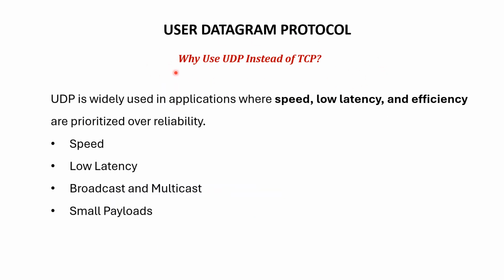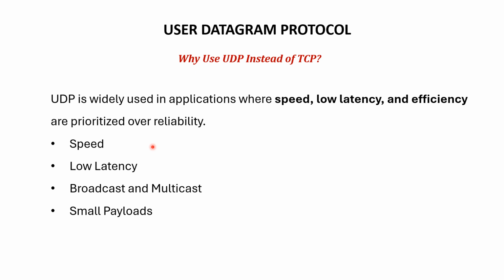Why use UDP instead of TCP? UDP is widely used in applications where speed, low latency, and efficiency are more important than reliability. Its simplicity makes it ideal for real-time data streaming, lightweight protocols, and network services that do not require the complexity of TCP. Speed: since UDP is connectionless, there is no need to establish a connection before sending data.